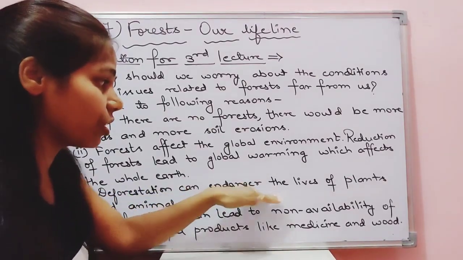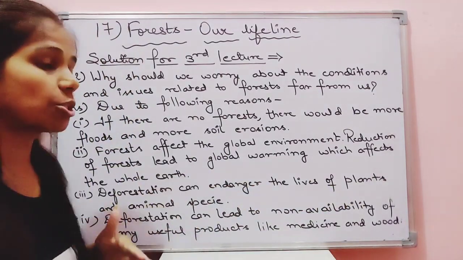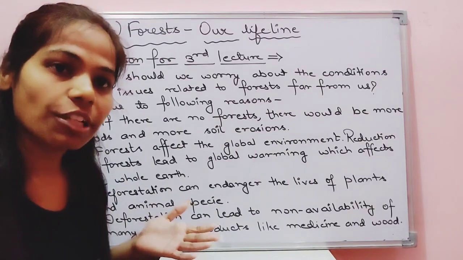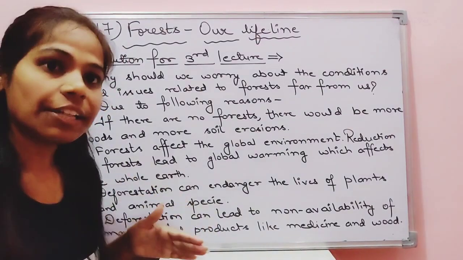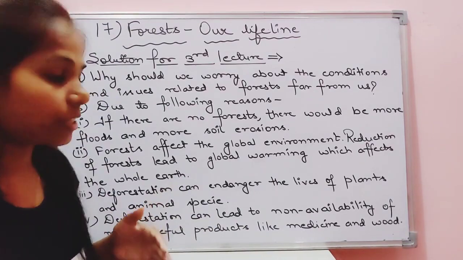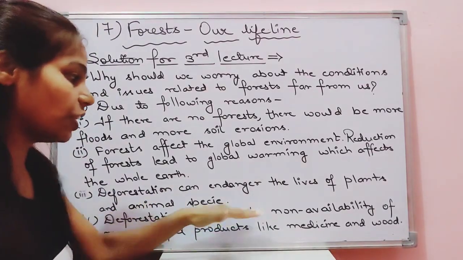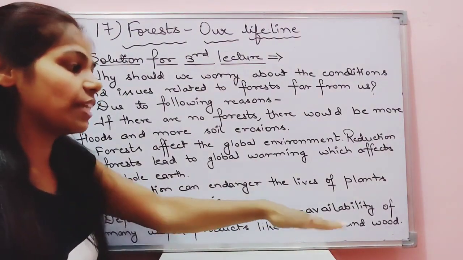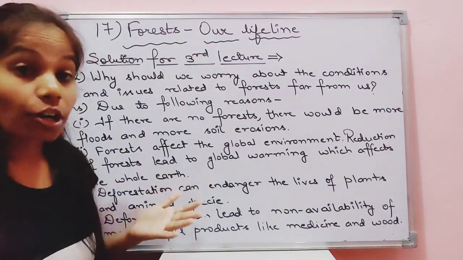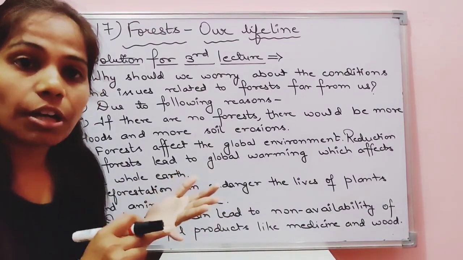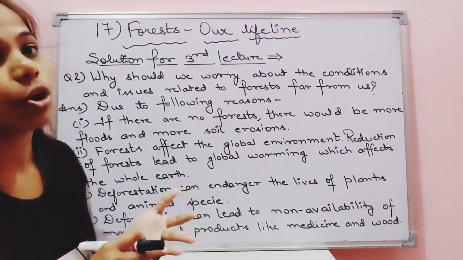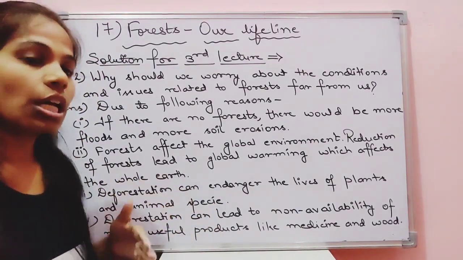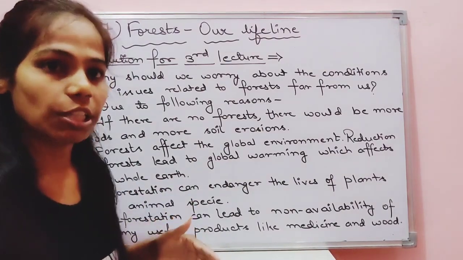Deforestation can endanger the life of plant and animal species. It's true. Many species are fully dependent on forest life only, so they will get endangered if we cut the trees. Deforestation can lead to non-availability of many useful products like medicine and wood. The products that we are utilizing, wood, timber, fruits, vegetables, medicines, are all coming from the forest, plants and trees, children. So if we do deforestation, it may lead to their non-availability. Fine.